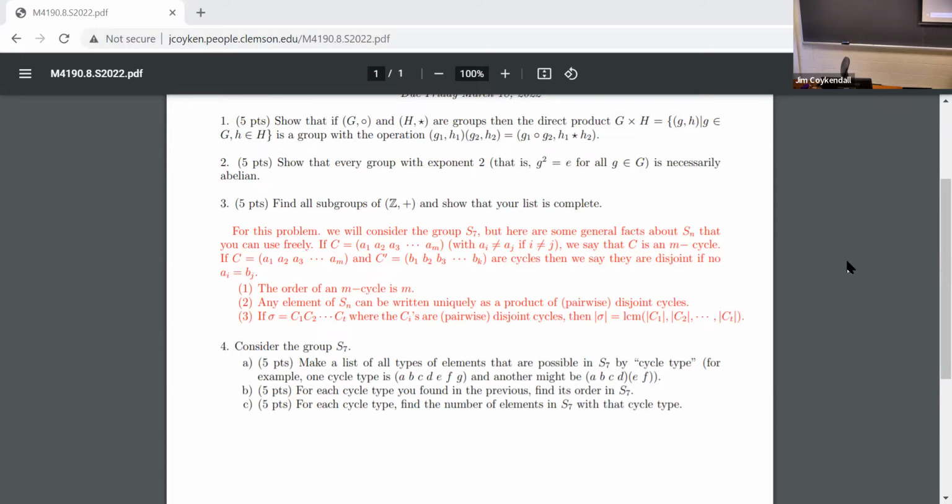Your last problem is checkable because if you get it right and you add up all the cycle types, you should come up to the order of S7, which is 5,040. So you can check yourself on the last one for sure. Okay. Let me go.